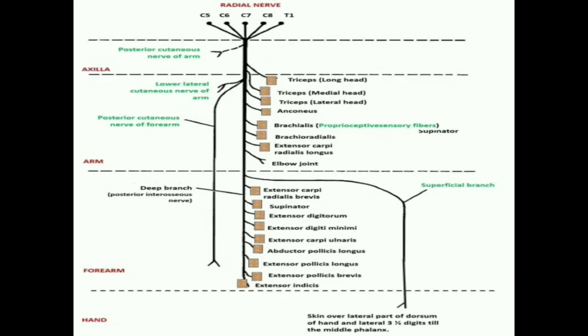Overall we discussed the clinical scenarios. By this we completed the radial nerve, its origin, course and its branches, and the clinical anatomy.